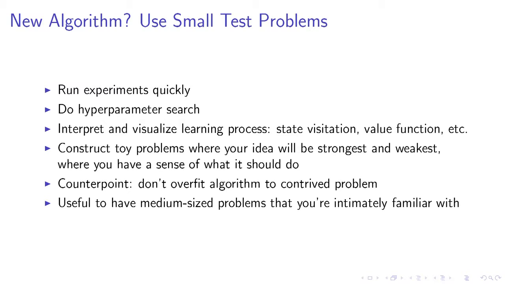My first advice would be to use a small problem so you can run a lot of experiments really quickly and do a hyperparameter search. And it's really useful to be able to visualize the learning process in as many ways as possible. So look at the state visitation, how that's evolving over time, and look at how well your value function is fitting, and so on.